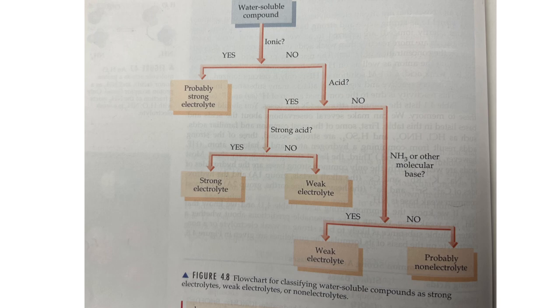But it says here, if you're trying to classify a compound that you know dissolves in water, and you're trying to determine the electrolytic behavior of the compound, what should you consider? The first thing you might consider is, is the compound ionic? Because if you have an ionic compound, something like NaCl, then it's ionic, soluble in water, and it's probably going to be a strong electrolyte. Now, probably why they took this out of the book is the word "probably" is weird. I don't know why they put the word "probably."